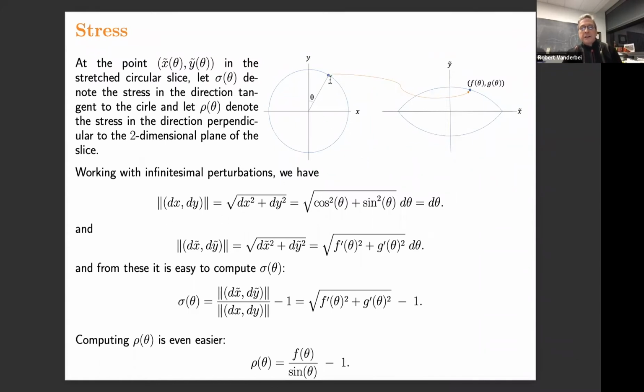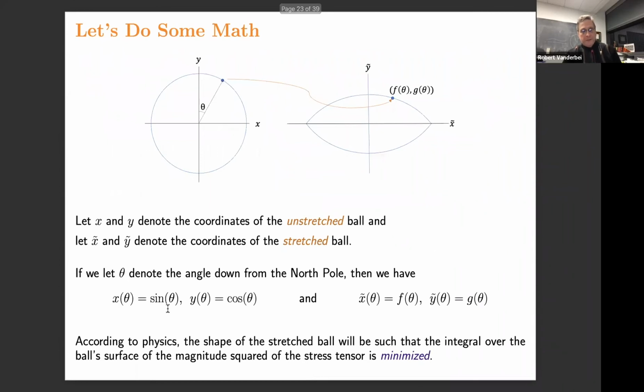So let's consider just a tiny little piece here on the original unstretched ball. So we have x and y, and then we have x plus dx and y plus dy. Small little distortion here, and those distortions can be represented in terms of a little d theta. And so let's do that. If we go back to the previous slide, x of theta is sine theta. So dx d theta is cosine theta. dy d theta is minus sine theta. Just have to differentiate these things.